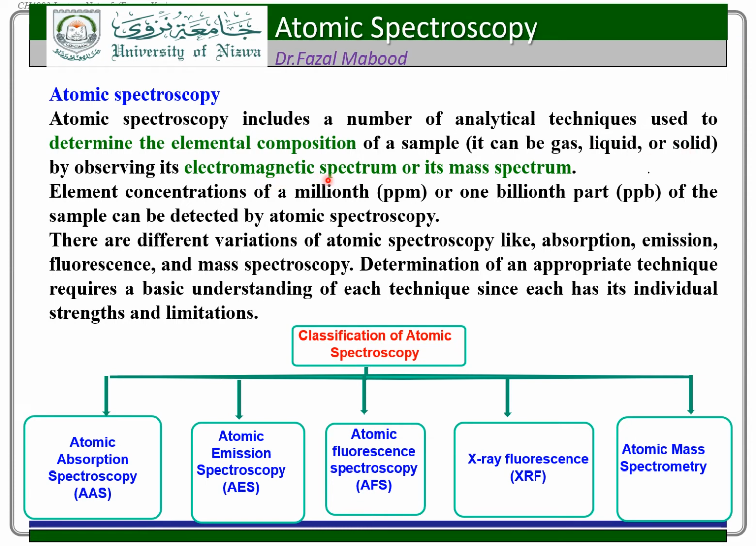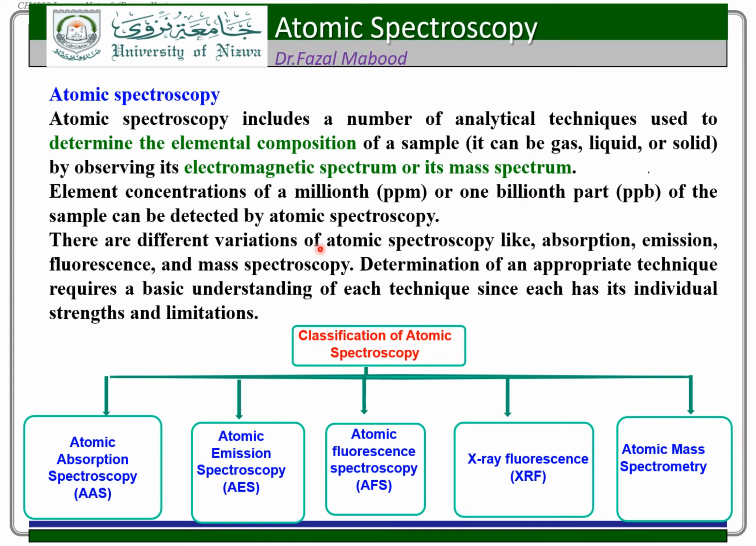By observing its electromagnetic spectrum or mass spectrum, we can find the elemental composition of a sample, and we can also find the quantity of a sample. Atomic spectroscopy includes very sensitive techniques because with the help of atomic spectroscopy, we can quantify the amount of unknown element up to 1 million part or up to 1 billion part.